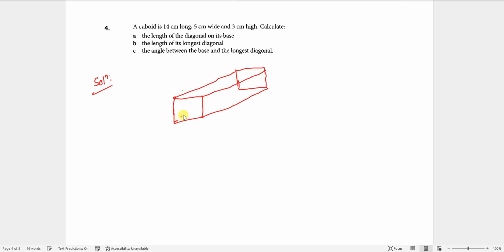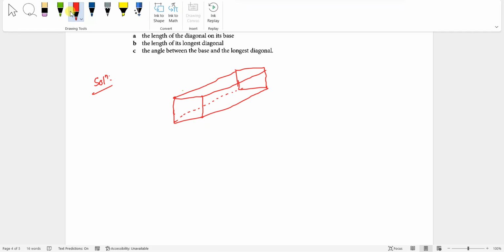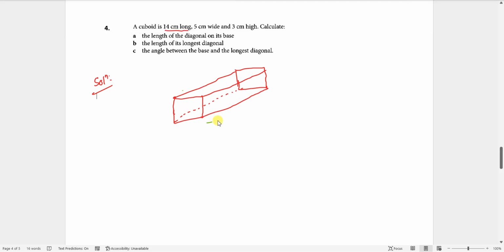This line becomes C, dotted line. Okay, great. So it says 14 centimeter is the length, so I use a different color. This length is 14 centimeter, 5 centimeter wide, so this is 5 centimeter. Very simple, just follow the question and solve it. Use the formula, solve, finish. And then this height is 3 centimeter.